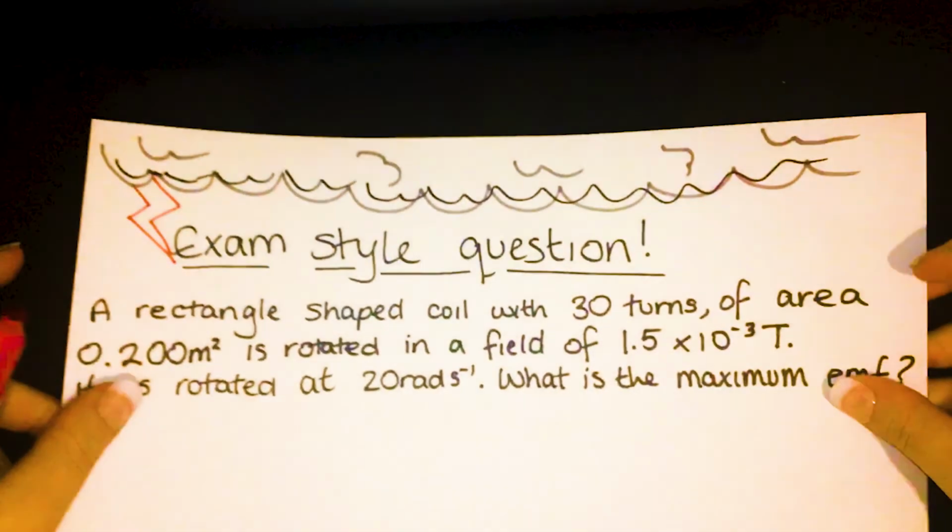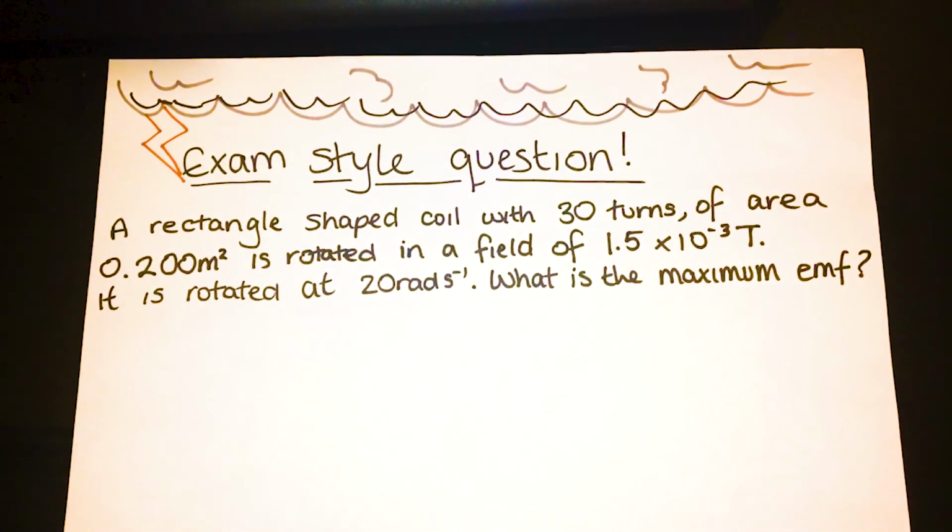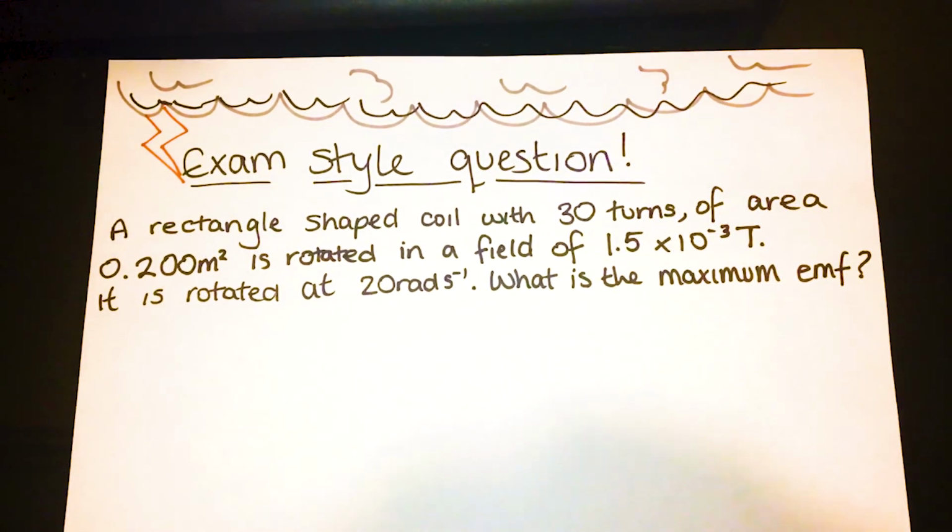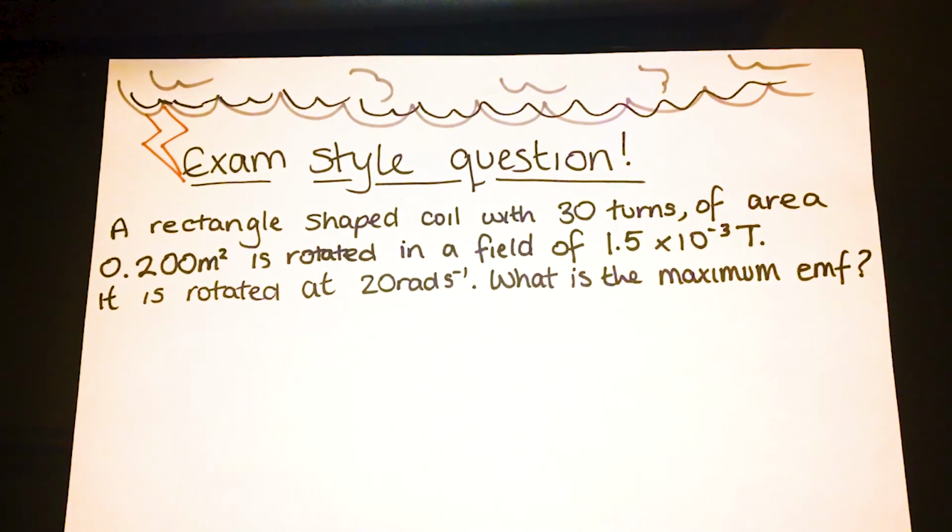So, an exam style question of doom. Now, I'll give you a second just to have a quick read, but a rectangular shaped coil with 30 turns of area of 0.2 meters squared is rotated in a field of 1.5 times 10 to the minus 3 Tesla, so 1.5 milliteslas. It is rotated at 20 radians per second. What is the maximum EMF?